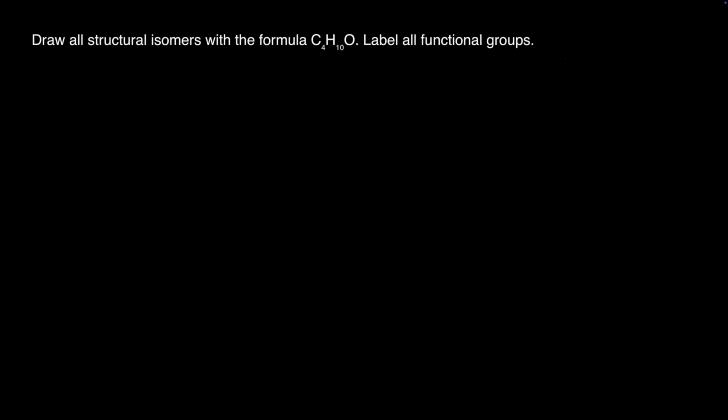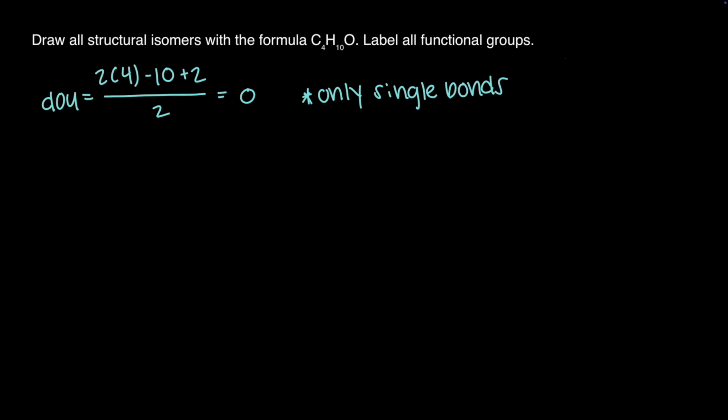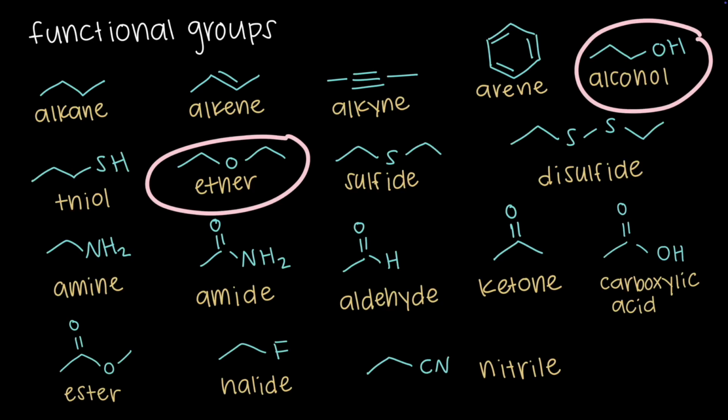For this formula, we have 2 times 4 minus 10 plus 2, divided by 2, to equal 0 degrees of unsaturation. So there will only be single bonds in the structure. Next, we can think about what functional groups could be created with the atoms that we have and the degrees of unsaturation. For 1 oxygen, with all single bonds, we can make an alcohol or an ether.